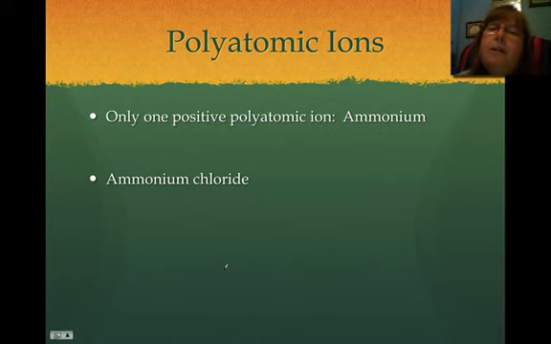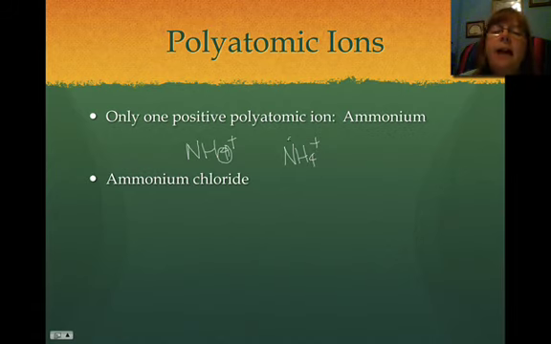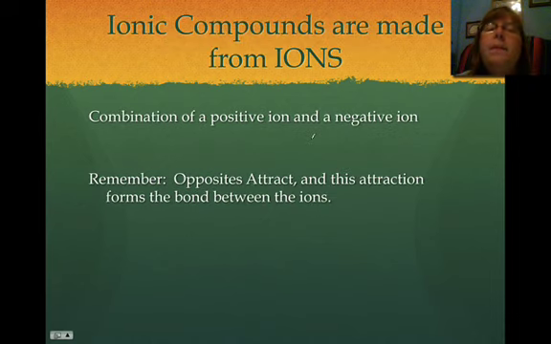Polyatomic ions. There's only one positive polyatomic ion, and that is ammonium. What I want to make sure of is that you never change that subscript. Ammonium is NH4, and it has a +1 charge. Make sure you never change that subscript 4. It's NH4. Now, here's the thing. This is not a metal. Nitrogen and hydrogen are nonmetals, but it is a cation, so something that has ammonium in it is going to be an ionic compound.